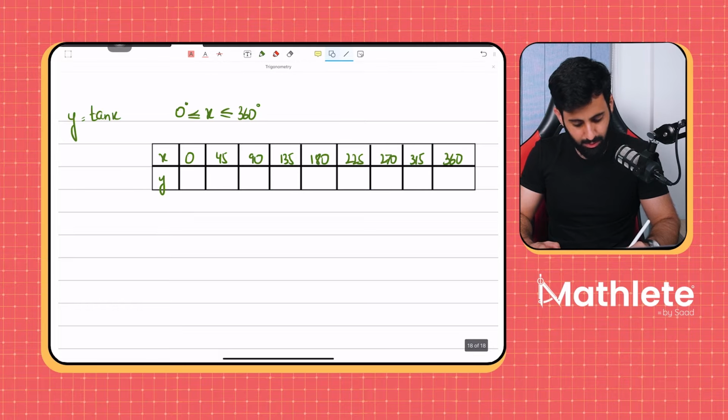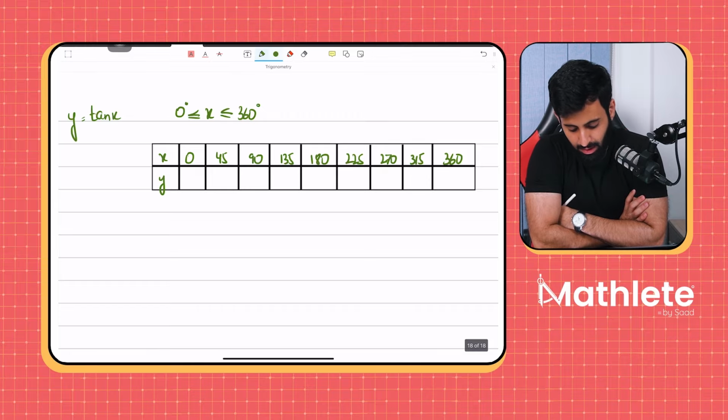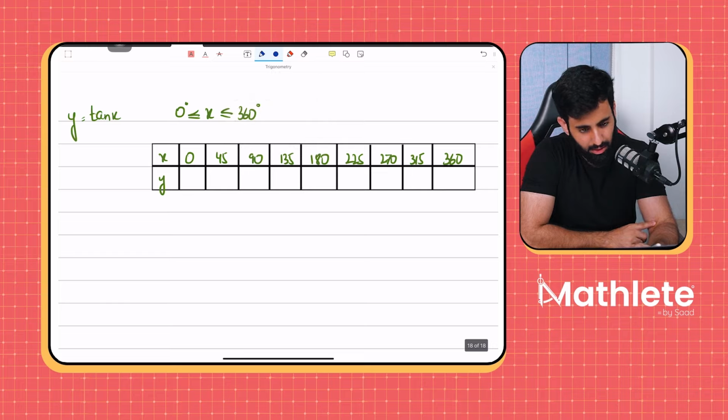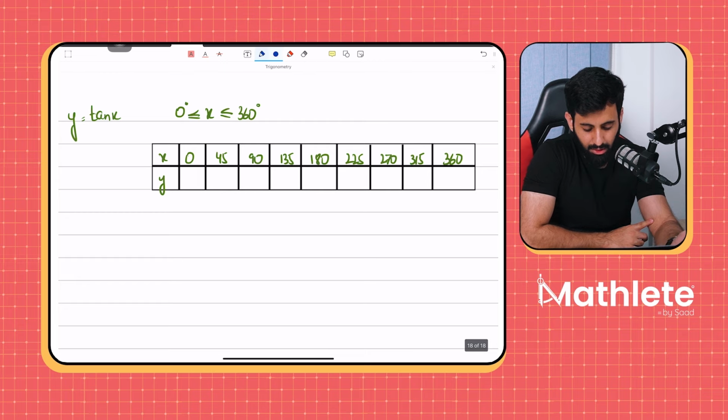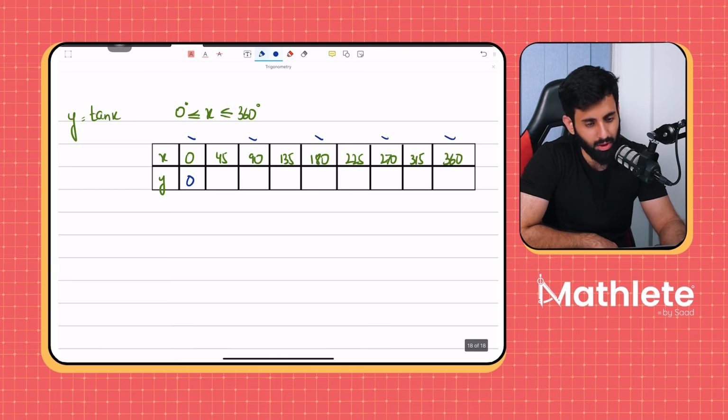All right, so let's start with 0. Why 45? The reason why we go with 45 is because if we go with 90, the thing is we are unable to understand what the shape is. So let's just plug in values with the interval of 90 degrees so that you find the answer to your question. If you plug in 0, you get 0.